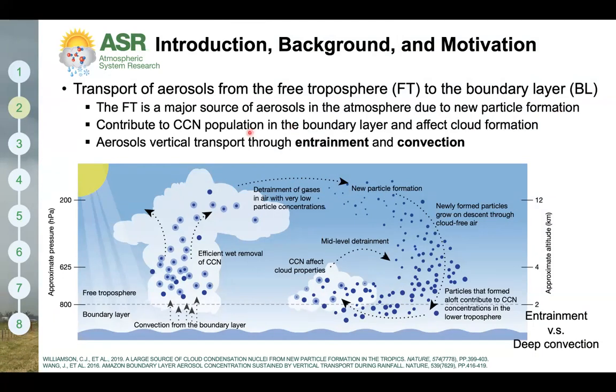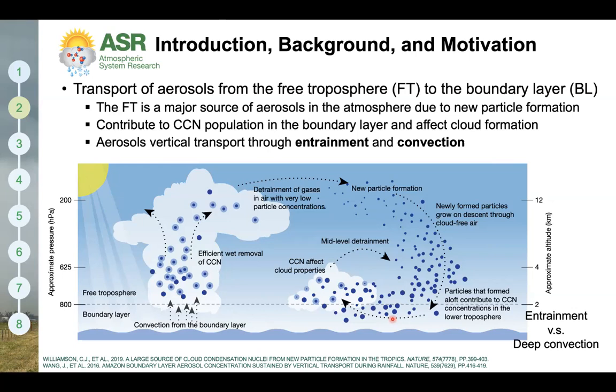And these particles, if they are transported to the boundary layer, can contribute to the CCN population and further affect cloud formation. It has been a consensus in atmospheric science that these aerosols can be transported from the free troposphere to the boundary layer through the entrainment process, which is very prevalent and happens all the time. But the entrainment process is generally very slow due to the slow entrainment rate.